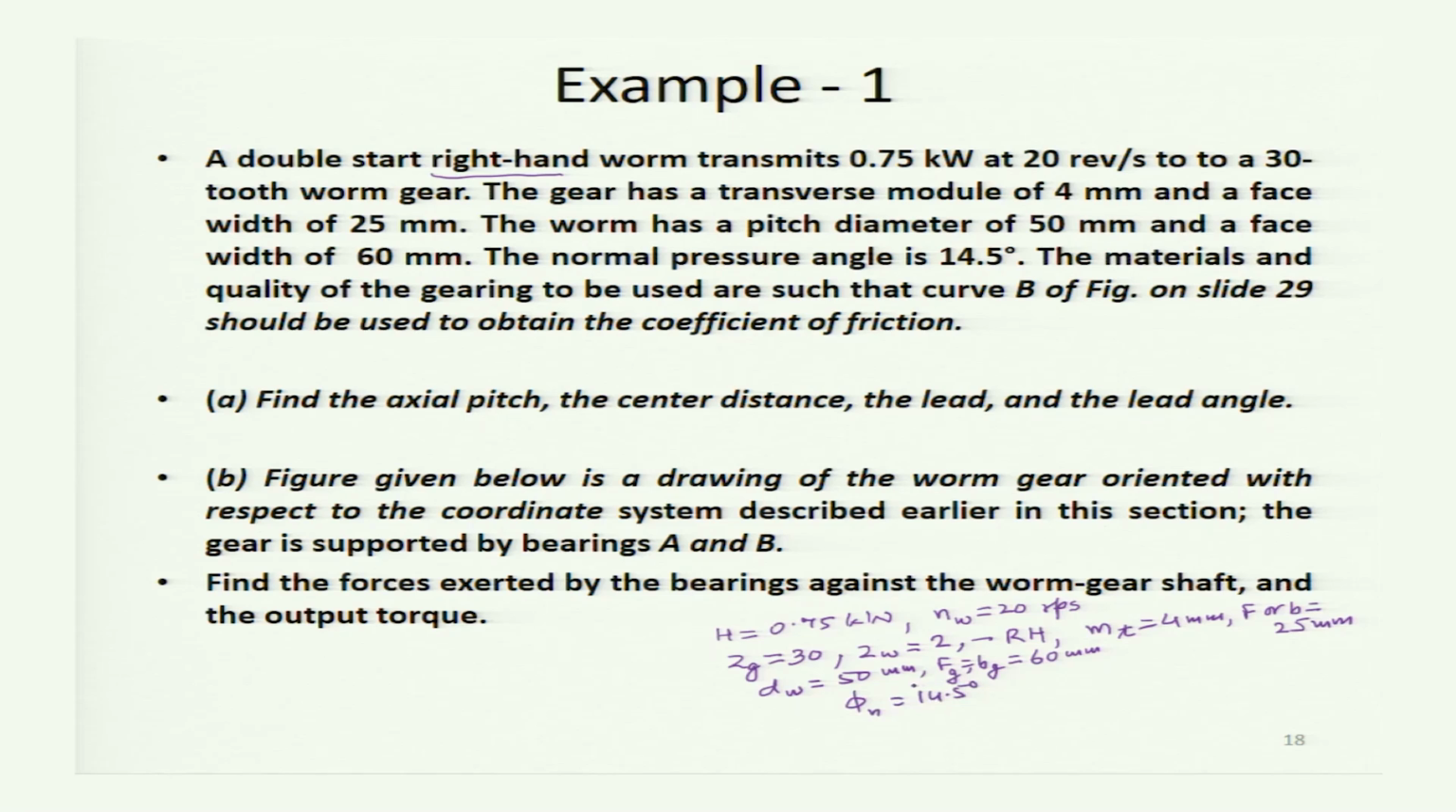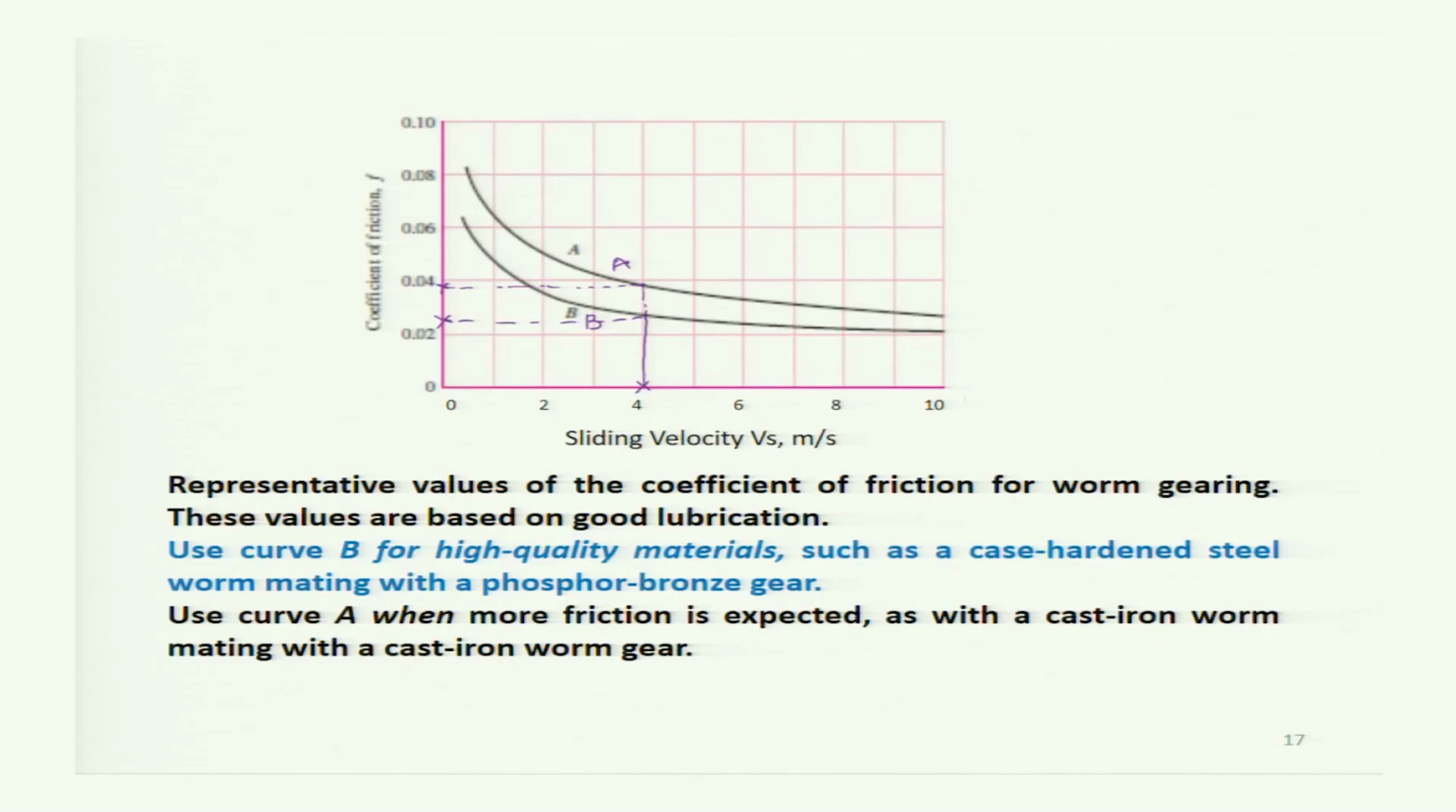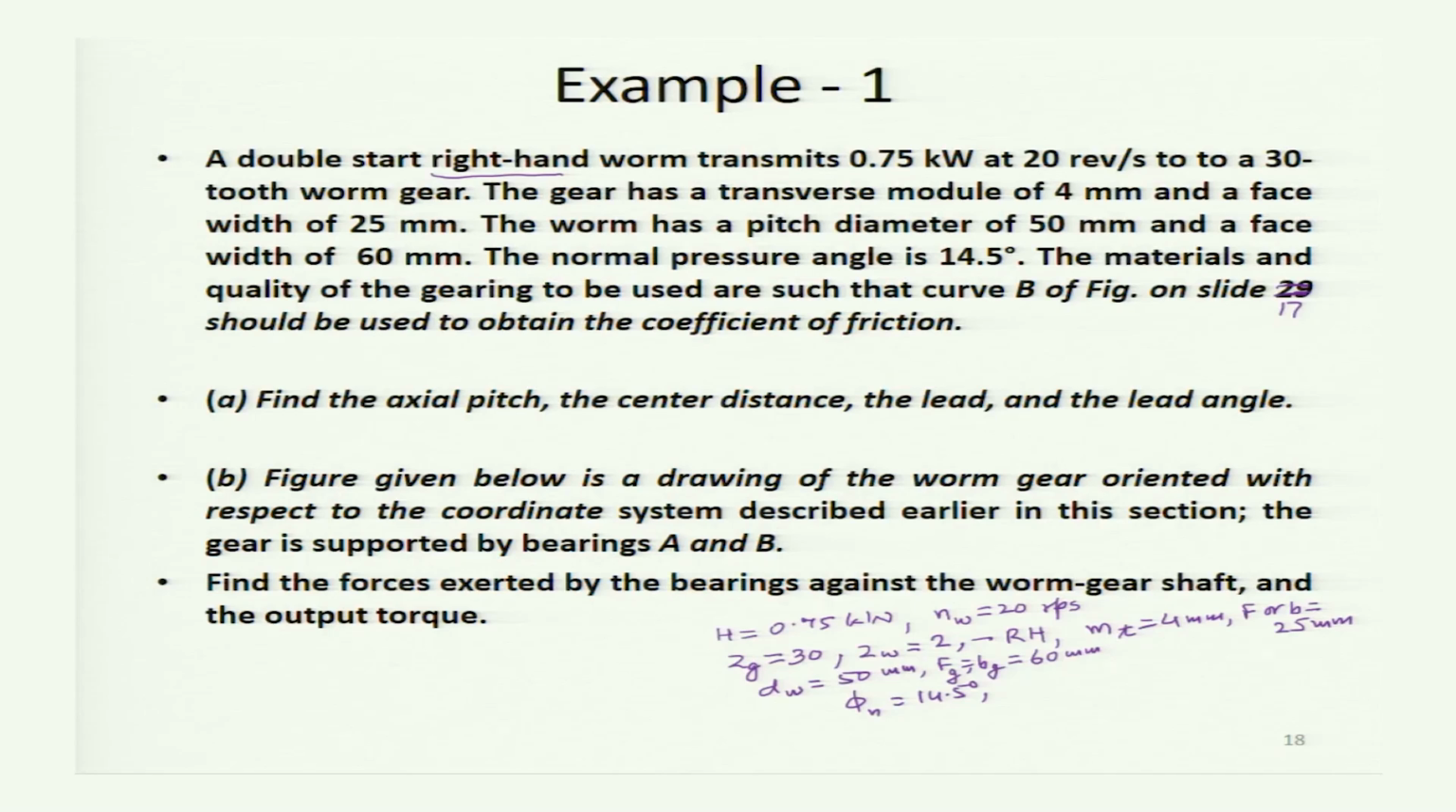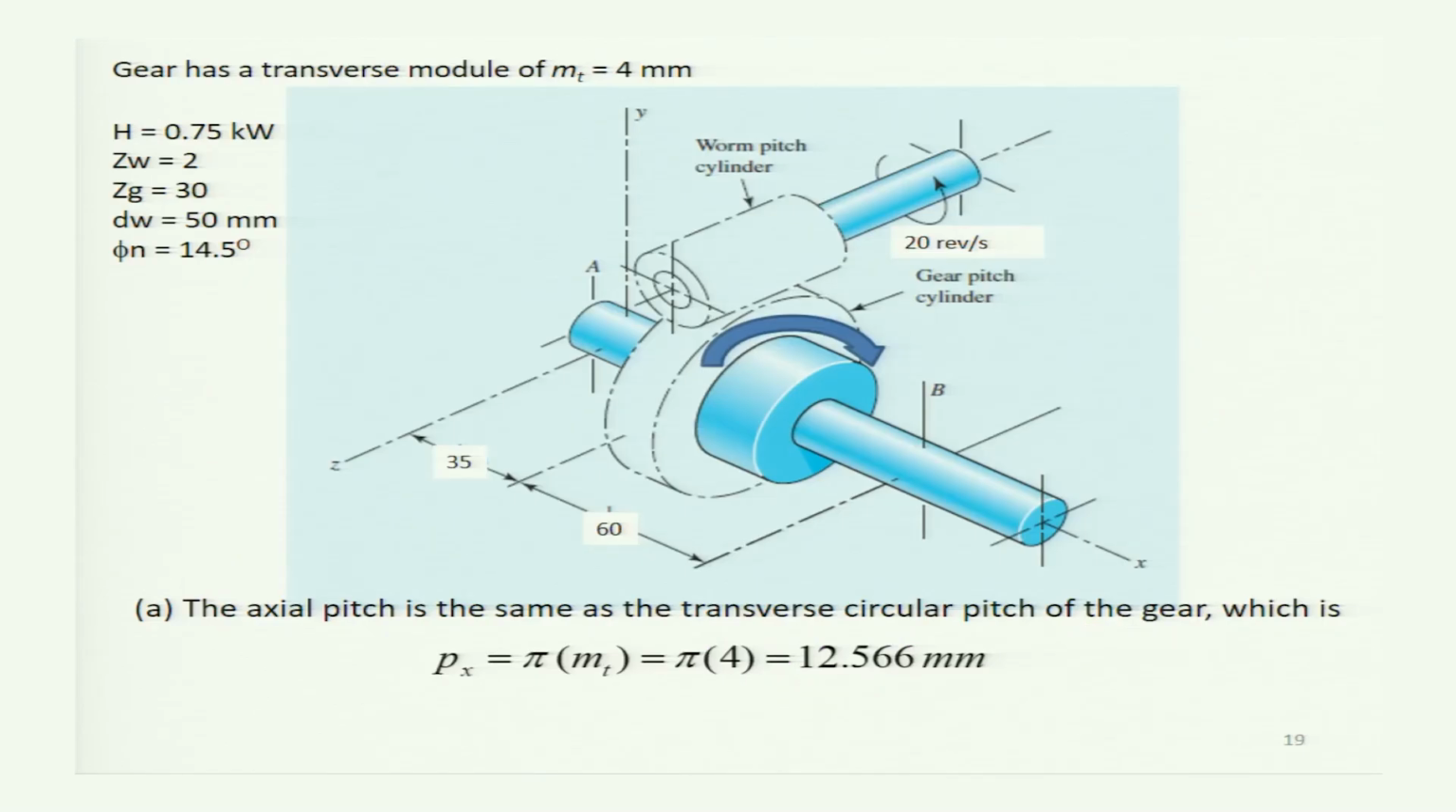The material and quality of the gearing are such that curve B of the figure on slide number 17 should be used to obtain the coefficient of friction. So curve B should be used; this curve B, quality is good. Knowing the sliding velocity, we will get the value of f. Now, find the axial pitch, center distance, lead and the lead angle. All these you can find knowing these things.